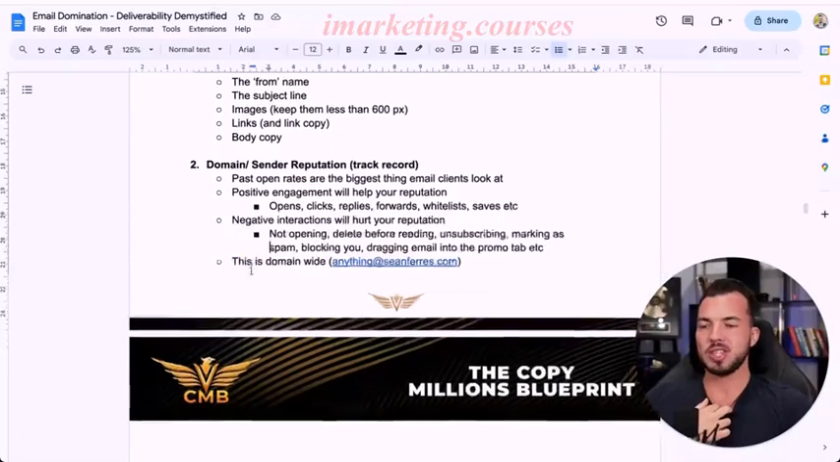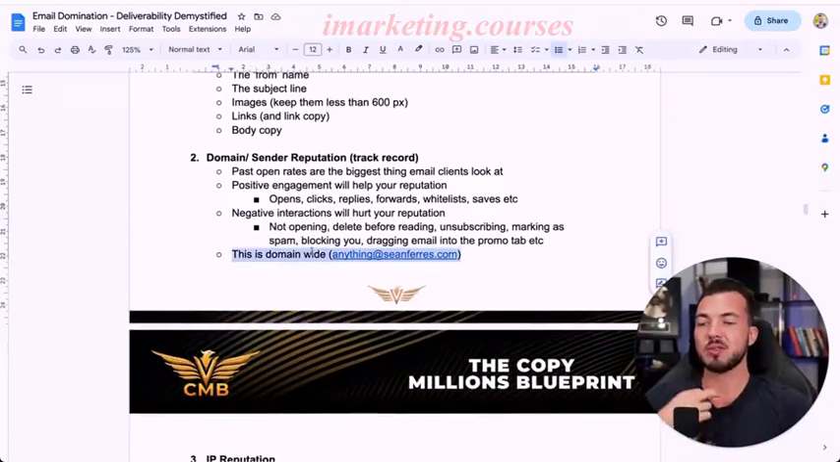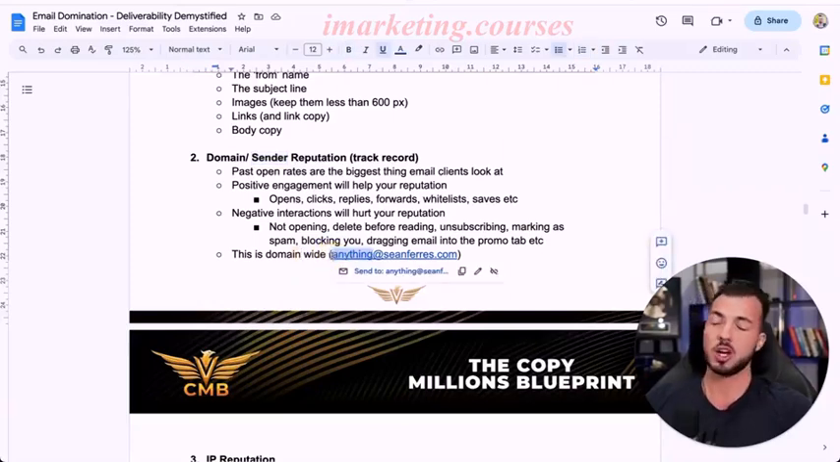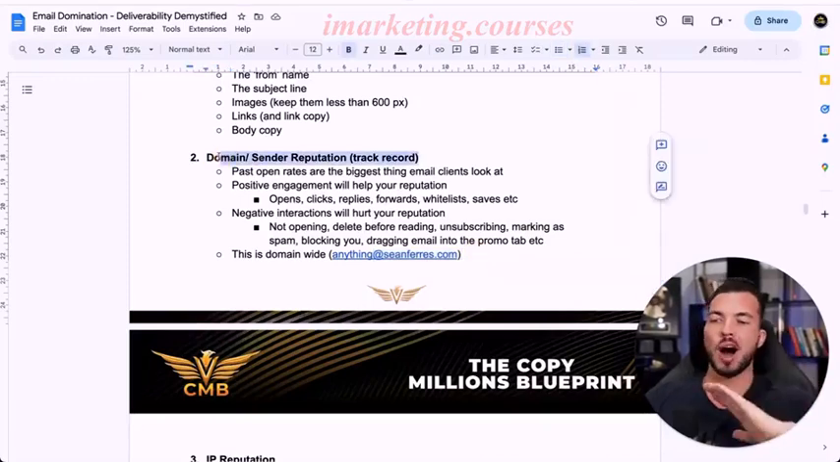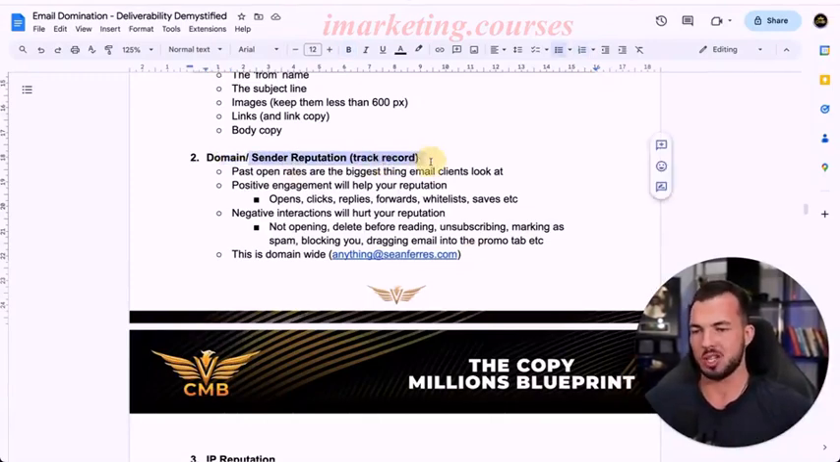Now, be aware, this is domain wide. So if I send from anything at seanferris.com, this affects my domain and sender reputation. So it doesn't matter if I send from help at seanferris.com, support at seanferris.com, sean at seanferris.com. It doesn't matter because it's anything at seanferris.com. This is a domain-wide situation. So they'll all be treated the same in terms of your sender reputation. Okay? Hopefully that makes sense.